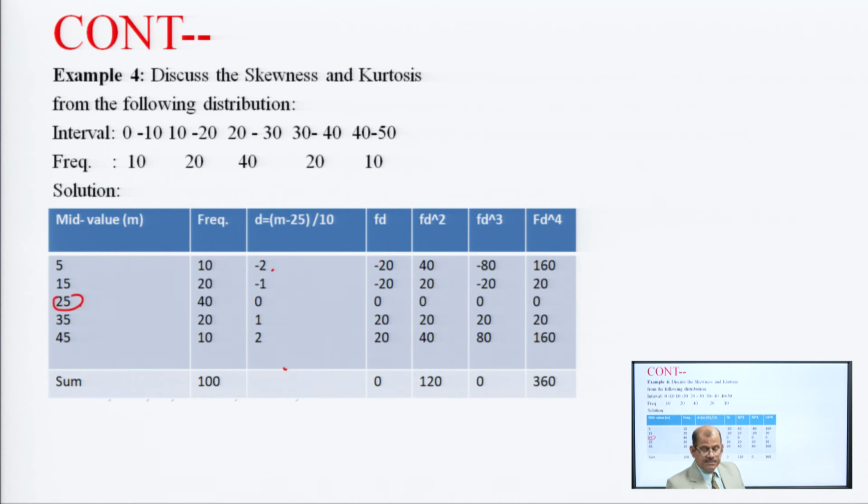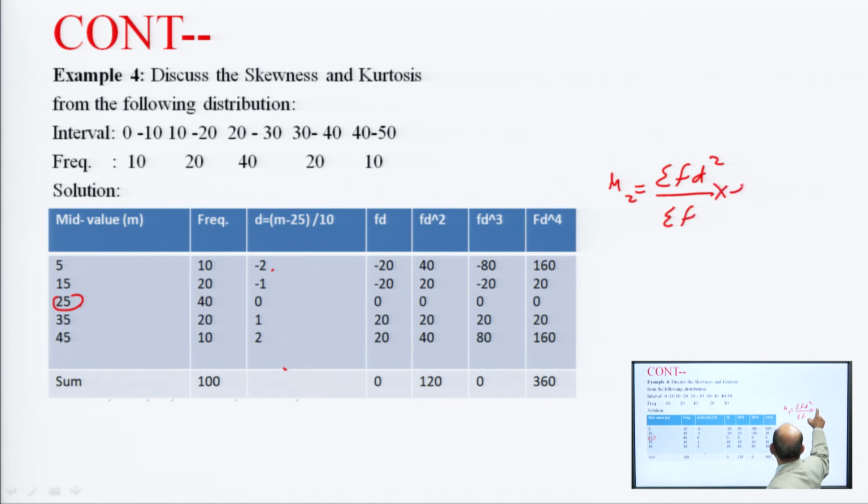We find mu 1, mu 2, mu 3, mu 4, and with the help of this we calculate them. Mu 1 is always 0. We obtain mu 2 with the help of this, mu 3 with the help of this, and mu 4 with the help of this, divided by frequency. F d square is this here.